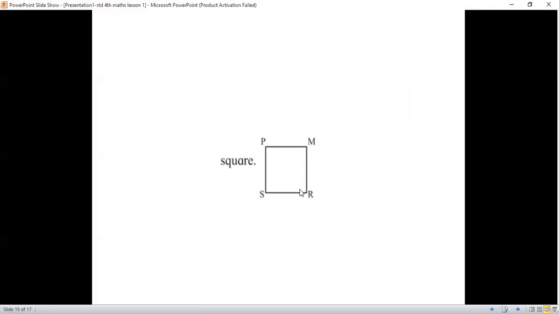Now next is a square. Now a square has all four sides equal. PM is equal to MR, MR is equal to SR and SR is equal to PS. So all four sides of the square are always equal and there are four vertices, that is P, M, R, S, and there is a right angle at all four corners. So this is a square, that makes it a square.